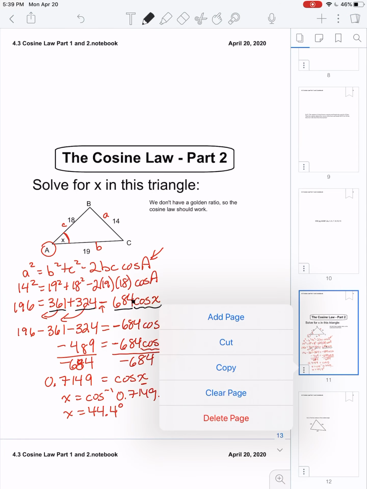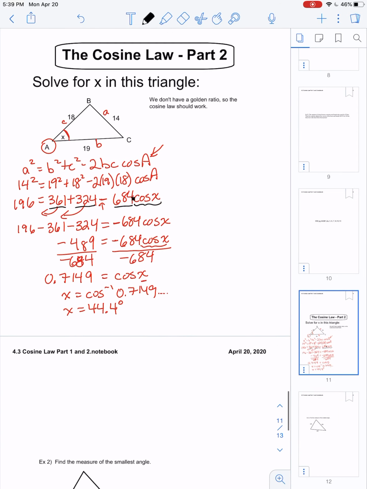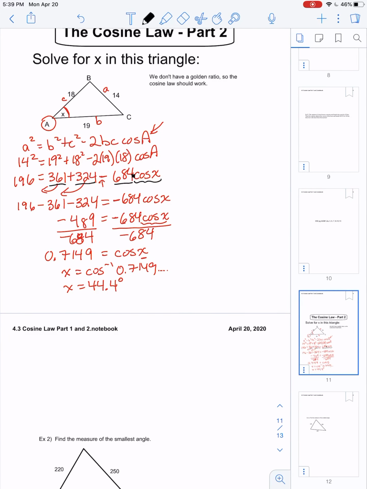Now your other option is to rearrange the formula first. So rearrange this, remember that formula forever and ever, and then use that all the time. So let's rearrange the formula. So we've got a squared equals b squared plus c squared minus 2bc cos of A.